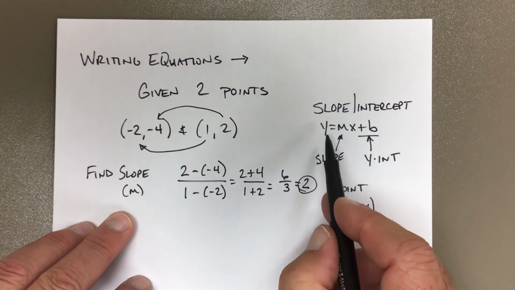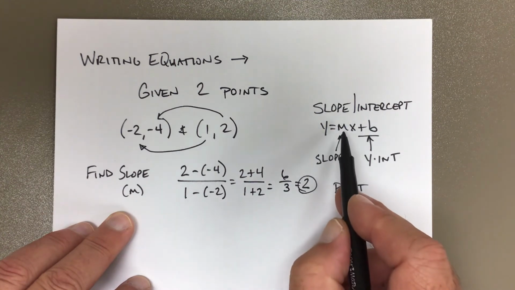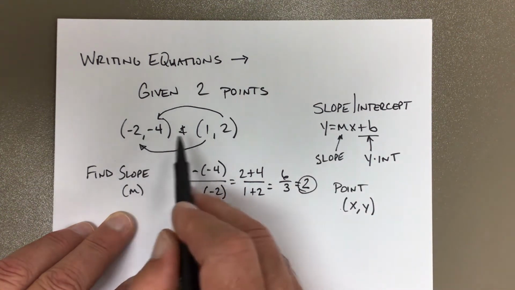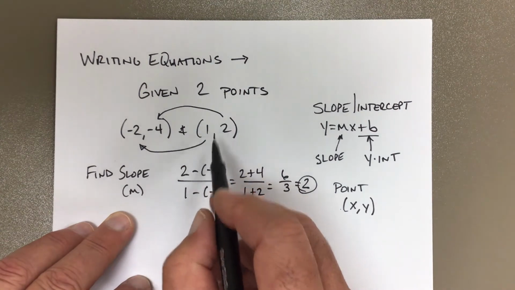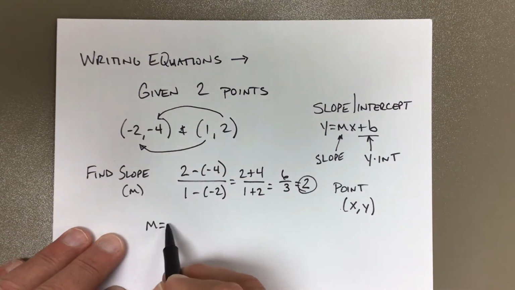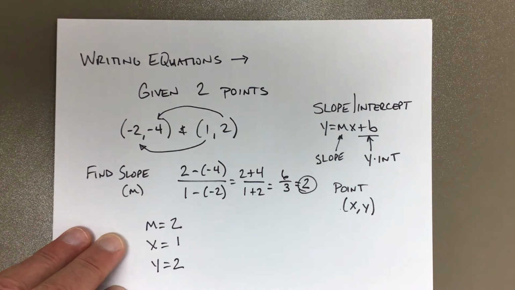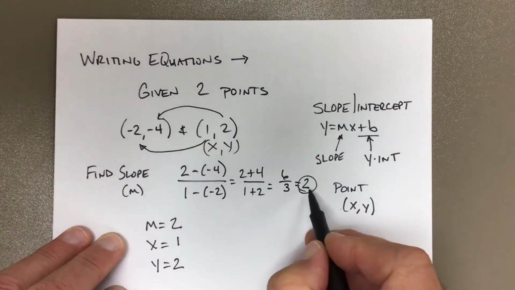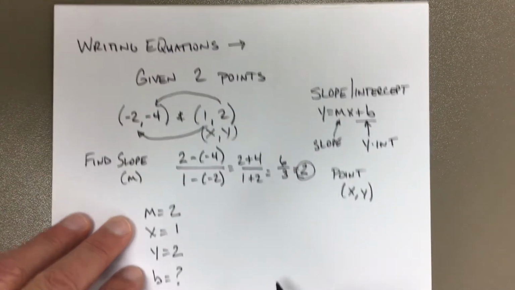So let's go back over here. y equals mx plus b. So we know that the m is 2. We have an x and a y. We can pick either one of these points and have an x and y. So let's pick this one. So if m is 2, x is 1, and y is 2, right? That's what this says up here. This is an x and a y. This is our m. We're just missing the b.